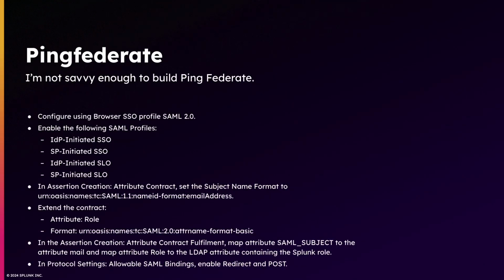Ping Federate. Ping Federate would not let us screenshot, so we get text for this one. Basically you do IDP initiated, assertion creation, as well as the format email address, and then you need to extend the contract to include attribute, role, and format, or else it will not work. And then you also have to map the SAML subject to the mail and map attribute role, or else it's just going to start failing.